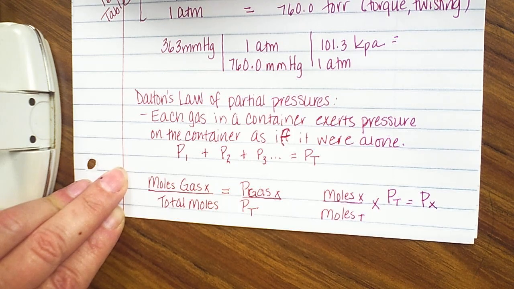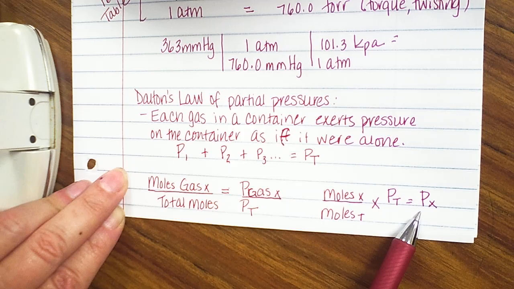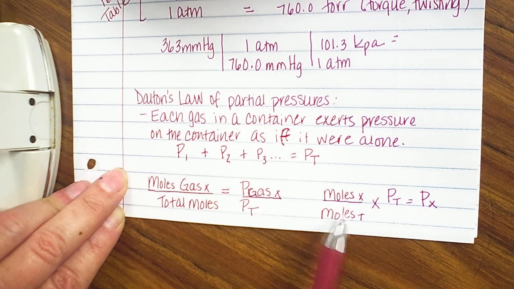So what does this mean? If I know how many moles of gas there are in the tank, and I know how many of those moles are carbon dioxide, and I know the total pressure in the tank, I can calculate the pressure of the carbon dioxide. All right? By doing this.